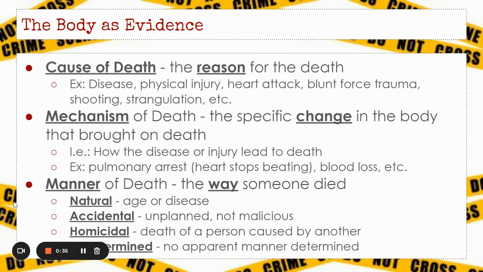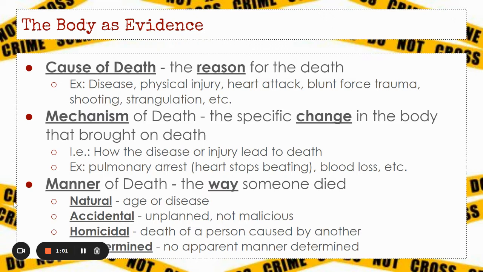That's different from the mechanism of death. The mechanism of death is describing the specific change in the body that brought on the death. So it's the physiological actions that happen in the person's body. For example, pulmonary arrest, heart stops beating, blood loss, right? So for example, their cause of death could be a shooting. Their mechanism of death could be blood loss.